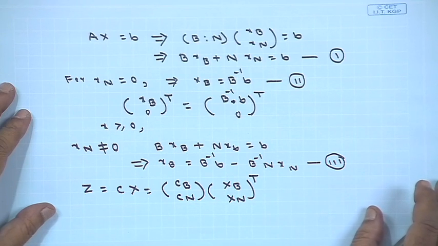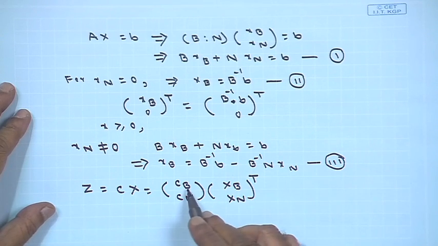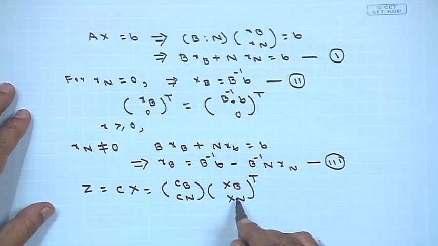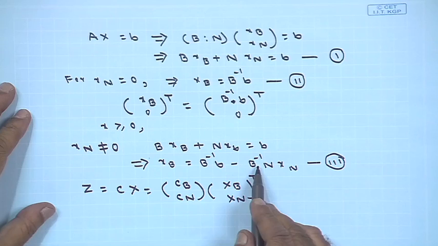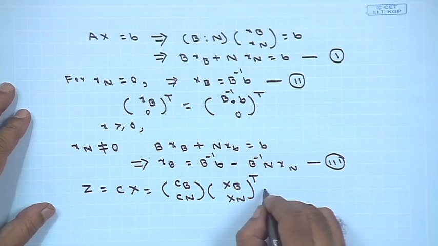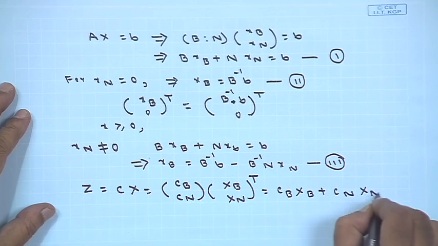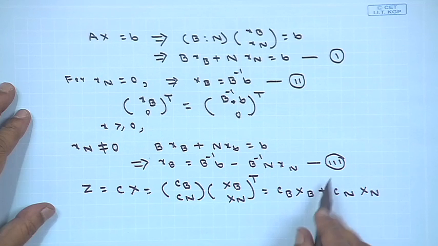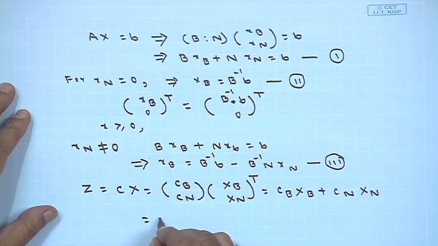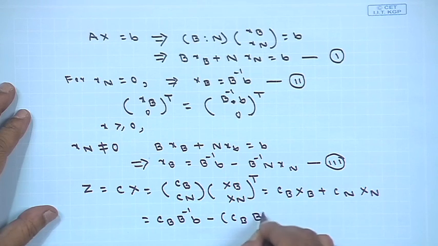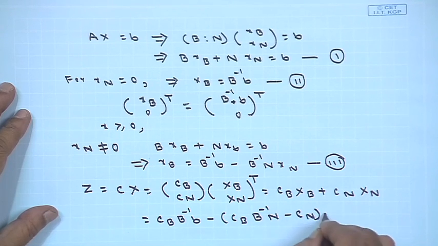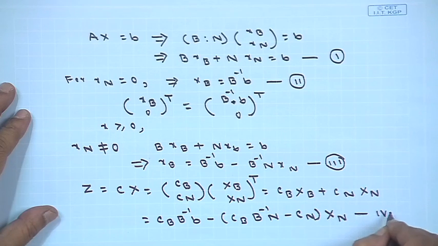In matrix notation we are writing it as C_b x_b plus C_n x_n, and if you put the value of x_b from equation 3 here, you will obtain, after manipulation, C_b B inverse b minus (C_b B inverse N minus C_n) into x_n, which is equation number 4. So, you are getting this.